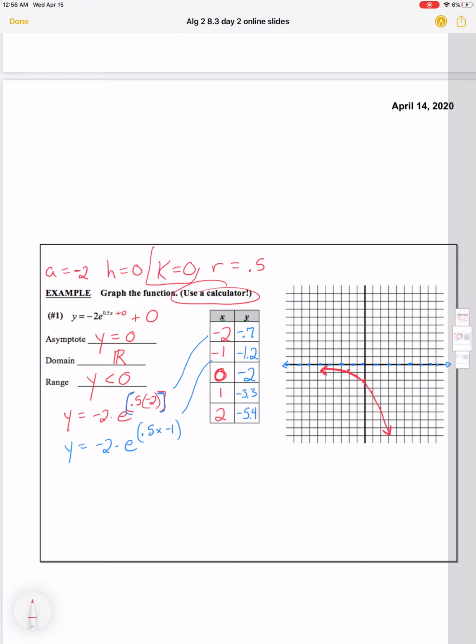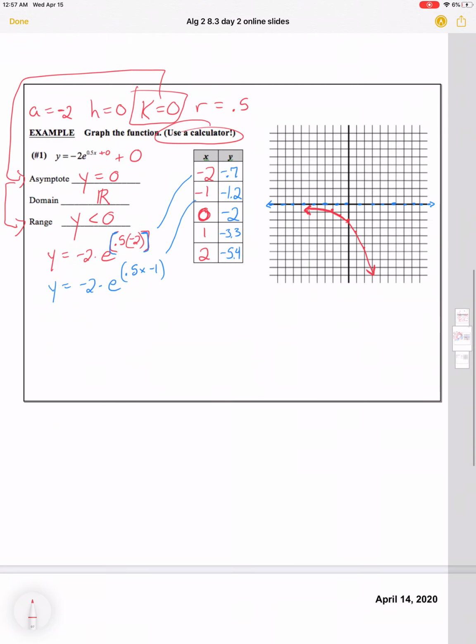And that also comes from k. So if it's below the asymptote, it's less than. If it's above the asymptote, it's greater than. And again, the asymptote comes from k, and the range and the asymptote are going to be the same number. All right, and then we got one more graph.